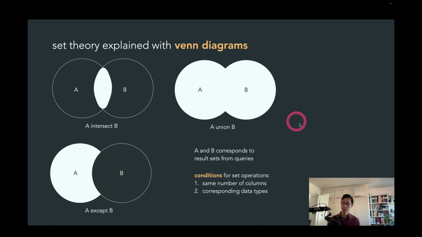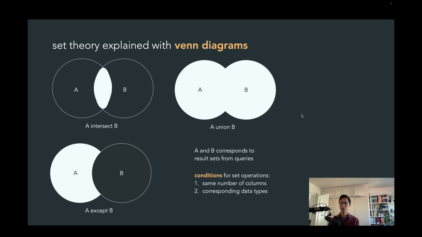The conditions for set operations are that we need to have the same number of columns and the corresponding data types. However, the column naming doesn't have to be the same. So remember, it has to be the same number of columns. For example, if there are 2 columns in one result set, then the other result set also needs to have 2 columns. And the data types need to correspond. Otherwise, if they don't correspond, then you cast a data type into another one.